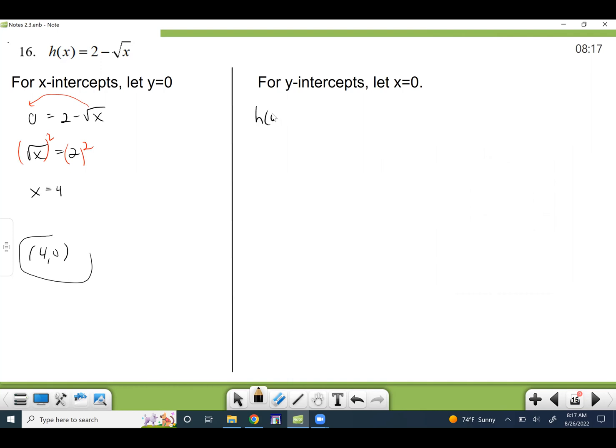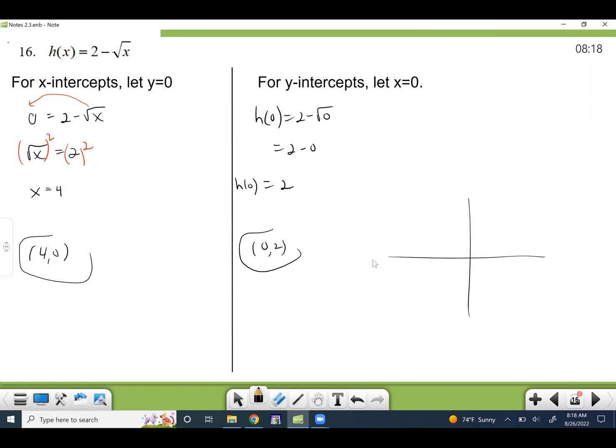All right, now we're going to substitute 0 in for all x's. Square root of 0 is 0. 2 minus 0 is 2. So we have the ordered pair 0, 2, which is going to be our y-intercept.